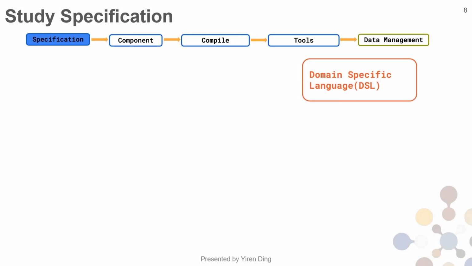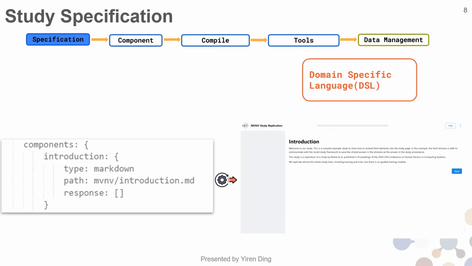By using reVISit, researchers don't have to write all this from scratch. They can use our JSON-style domain-specific language to describe each component, and reVISit will render the page by these specifications. This is a specification for the introduction page. The type defines that this component will take a markdown file, and the path points to the resource.